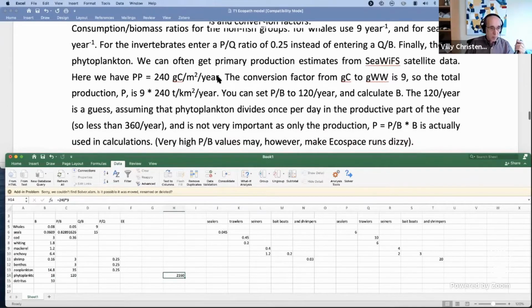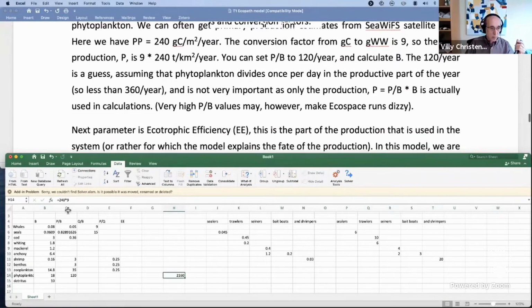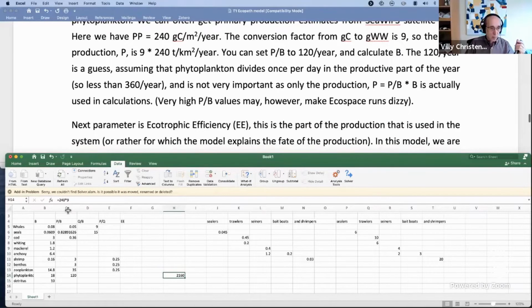Once we get in, Ecopath does the calculations, it doesn't use the biomass and the PB, it uses the product of the two. It doesn't use the biomass and the QB, it uses the total consumption. We enter it like this because it's much easier to interpret the numbers when it's done in this manner.